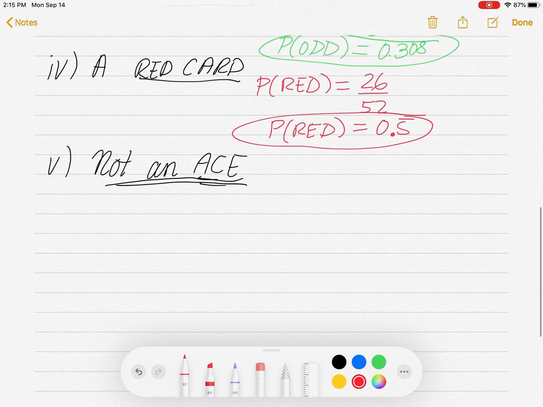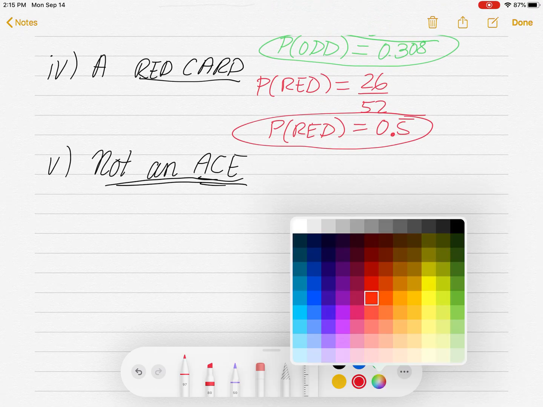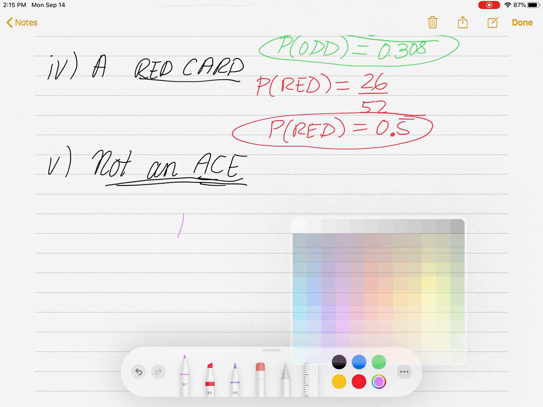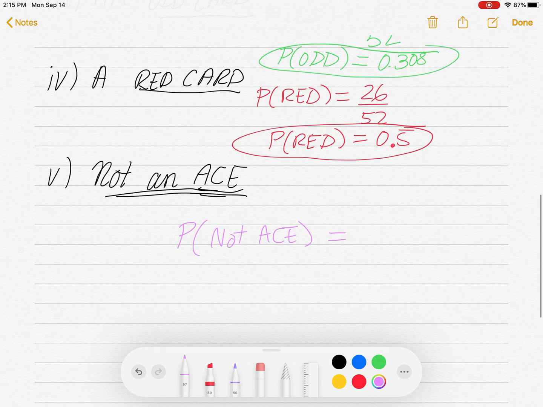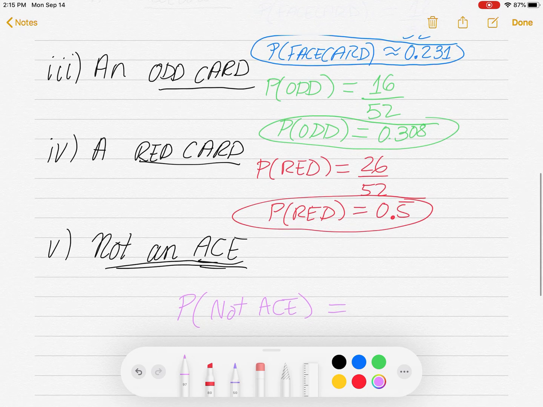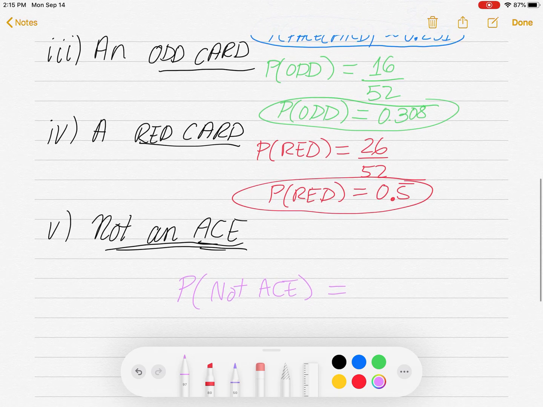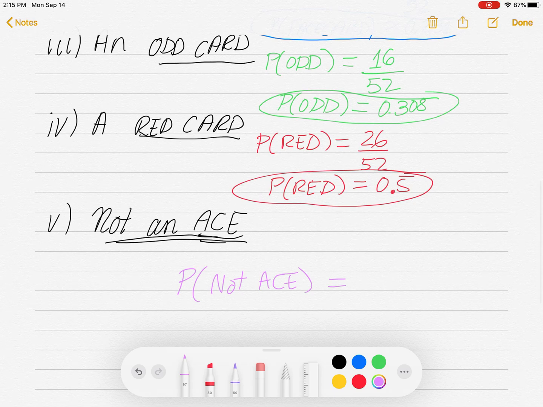Finally, probability of not getting an ace. Let's make that one purple. Not an ace. Sometimes you'll see it written this way: you'll see the probability of ace with a bar. That bar over top means not an ace. So it's the complement of an ace. So everything else except the ace.